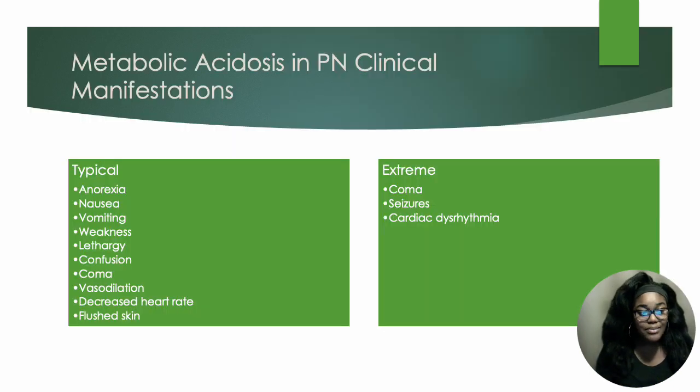Your signs and symptoms include your normal anorexia, nausea, vomiting, weakness, lethargy, confusion, coma, vasodilation, decreased heart rate, and flushed skin. And in extreme cases, you'll see those cardiac dysrhythmias, seizures, and coma.